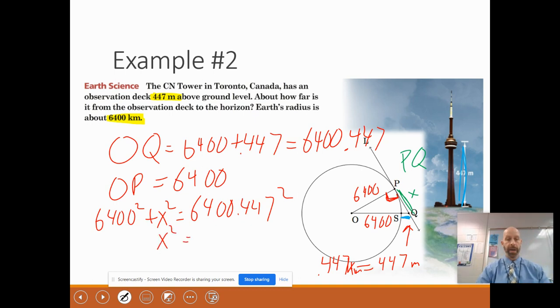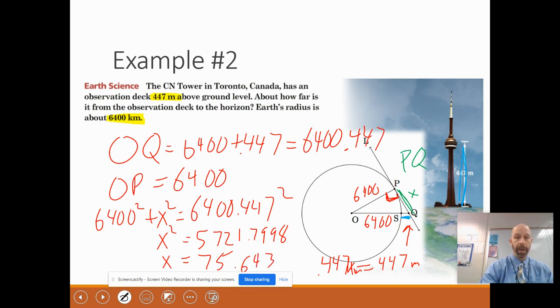And I'm certainly going to use my calculator here. So I'm going to do 6,400.447 squared minus 6,400 squared. And that gives me 5,721.798. And then I'm just going to square root that. Again, I'm using my calculator. And I get 75.643 kilometers. That is in kilometers. I did my answer in kilometers. That's how far it is to the horizon.